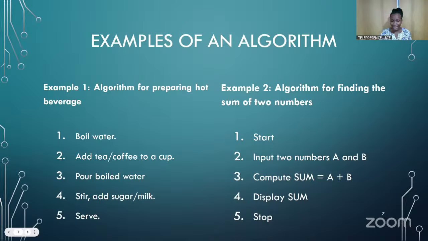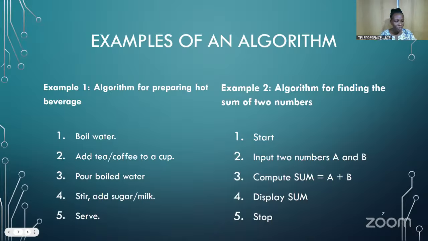So that's it. That's what we call termination. There must be an end. Now look at display sum. That's an output. Display sum is an output. So your algorithm must have an output. Input two numbers a and b. Those ones are the inputs. So if you look at this example and you take it side by side with the characteristics of a good algorithm, you will see that it is able to fit in perfectly.